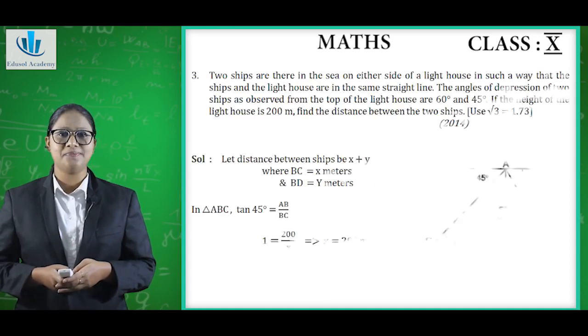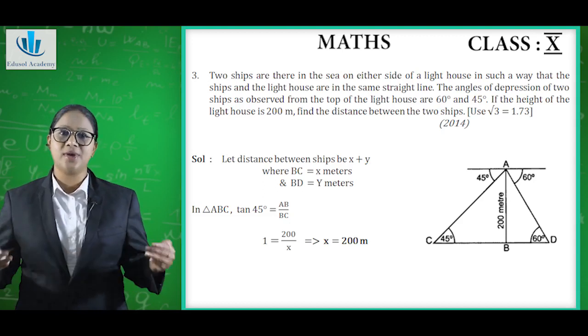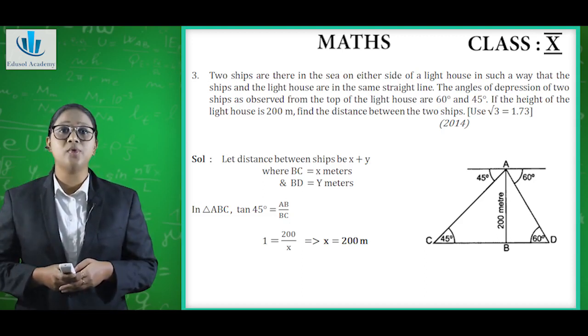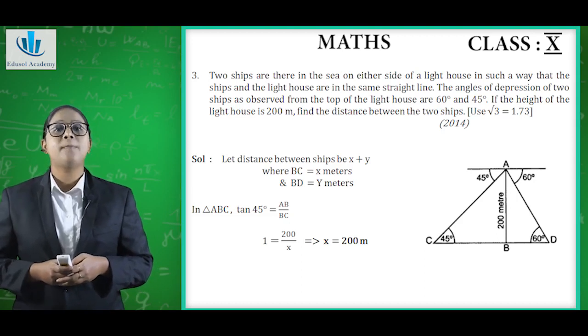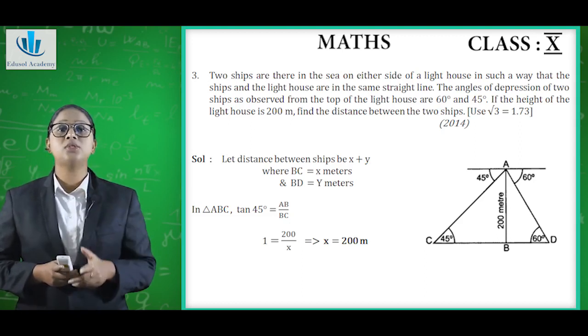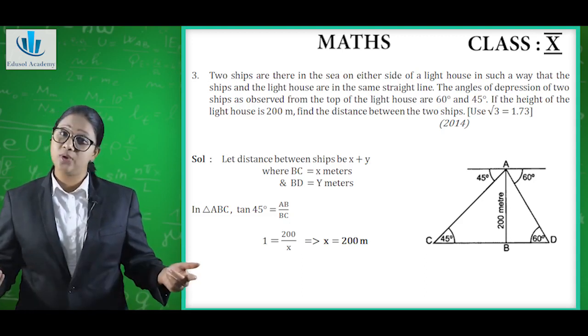Moving on to the next question. Two ships are there in the sea on either side of a lighthouse in such a way that the ships and the lighthouse are in the same straight line. The angles of depression of the two ships as observed from the top of the lighthouse are 60 degree and 45 degree. If the height of the lighthouse is 200 meter, find the distance between the two ships. So there is a lighthouse 200 meter tall and there are two ships on either side of the lighthouse. We are supposed to find the distance between the two ships.